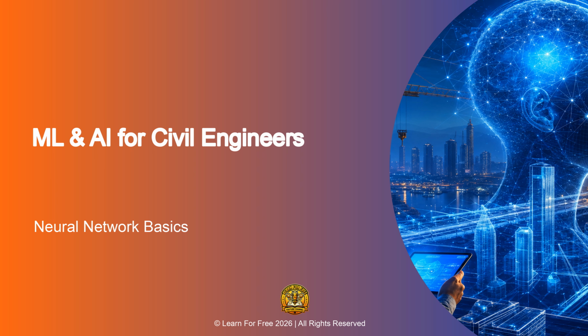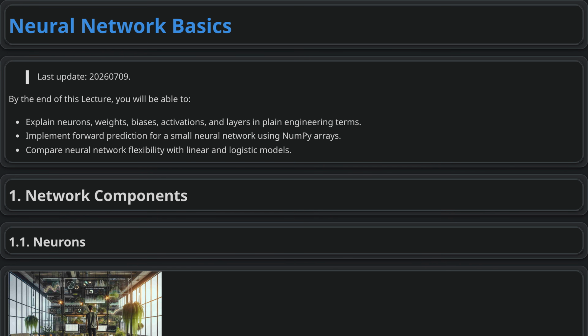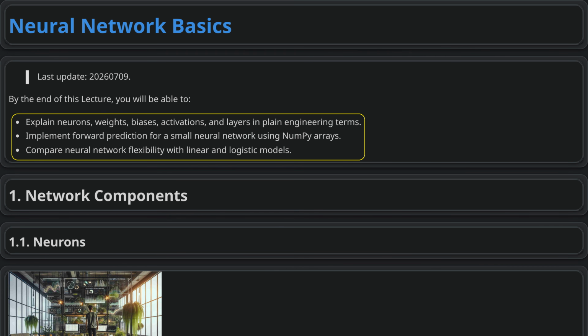Module 7, Lecture A, Neural Network Basics. By the end of this lecture, you will be able to explain neurons, weights, biases, activations, and layers in plain engineering terms.